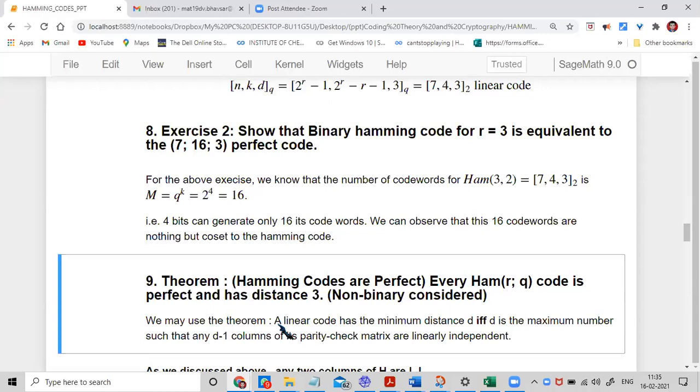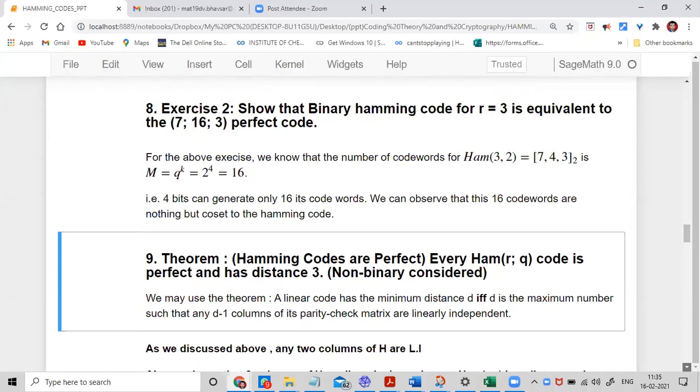So, distance equal to 3. What do you mean by perfect code? Can somebody help us? For distance d, we should be able to write it as 2t plus 1 for some t. Very good. So here the distance is 3, so 2t plus 1, t is equal to 1. Okay, good. Next, afterwards.